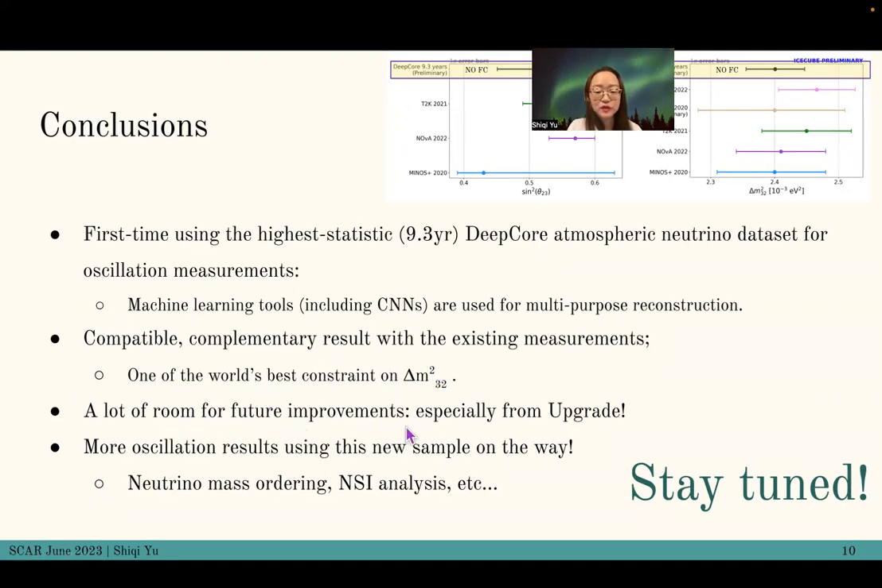There's lots of room for future improvement, especially from our upcoming upgrade detector. And there are more results on the way using this new machine learning reconstructed sample, so stay tuned.